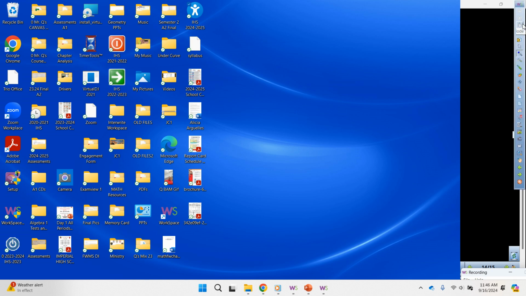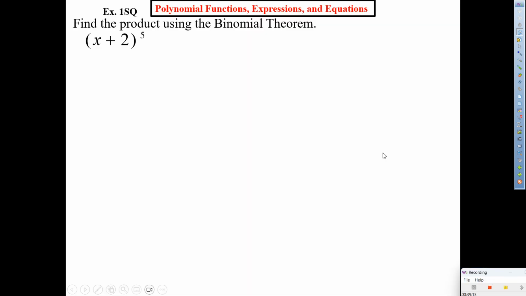All right. Copy this one, example 1, super Q. You should be able to do that one by yourself completely. X plus 2 to the 5th power. Copy that on your paper. X plus 2 to the 5th power. Go. All right, looks like we're done with this one.